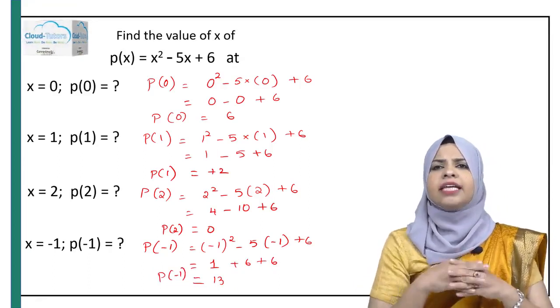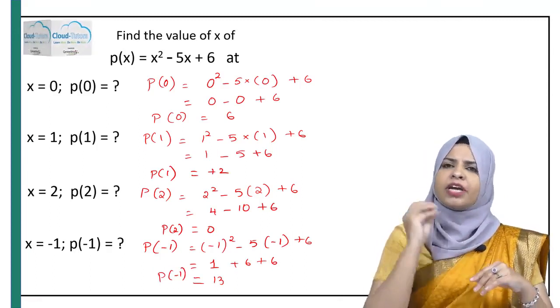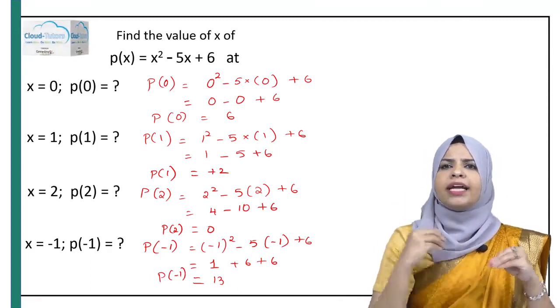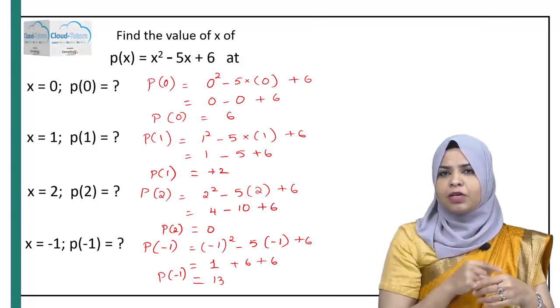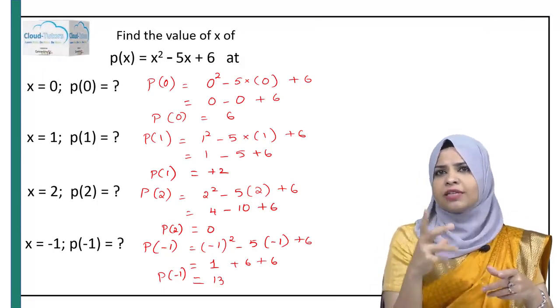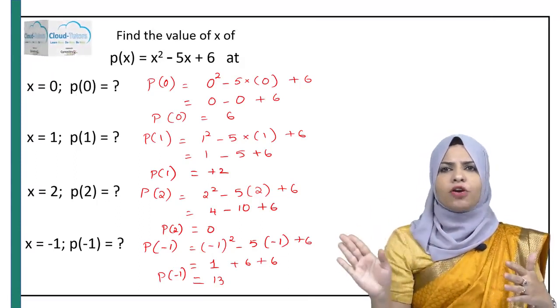Here I have just taken random values of x. There is no hard and fast rule that I have to take only these values. No. You can take any value of x unless it is asked in your question paper. Okay. Whatever is asked, you have to substitute. Otherwise, you can assume any value of x and find the value of P of x.